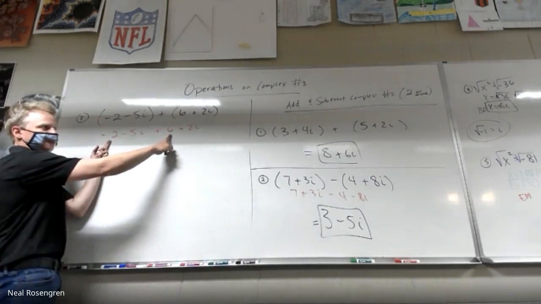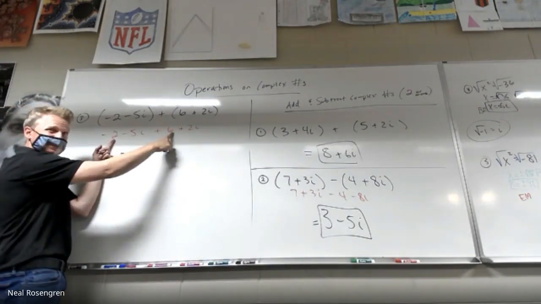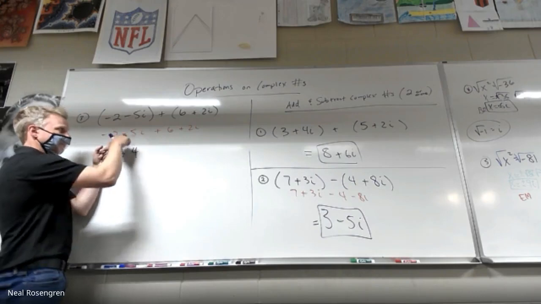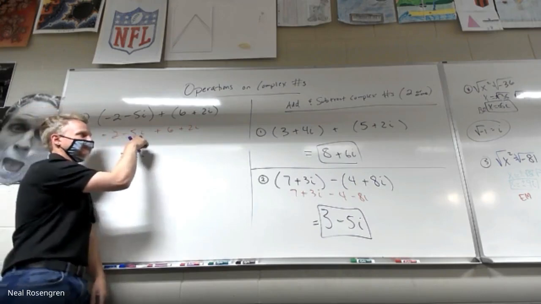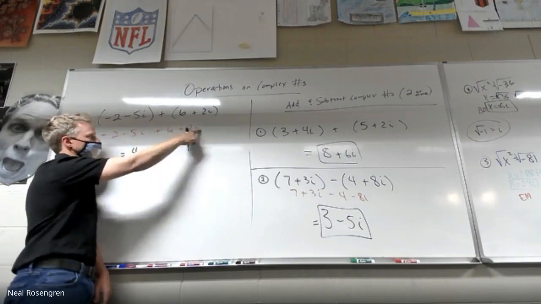Real numbers together first. So what's negative 2 plus 6? 4. And then negative 5i plus, the sign in front's all I care about, plus 2i. Negative 3i.